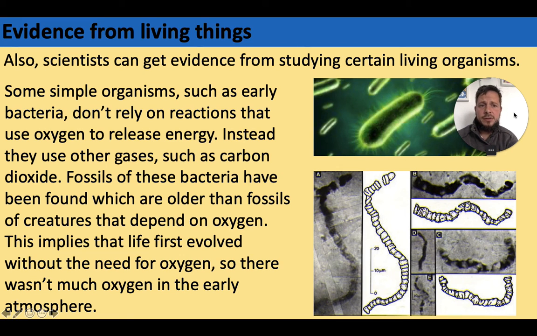So by looking at your fossil record, where you see the change from predominantly these early bacteria to bacteria that you generally see today that use oxygen, again, you can predict at what time in the Earth's evolution there started to be more oxygen in the atmosphere. So it's just another way that scientists can date when oxygen became more abundant in the atmosphere.